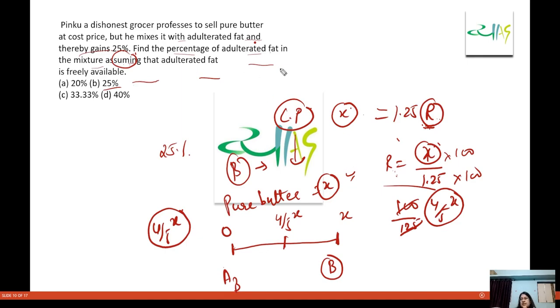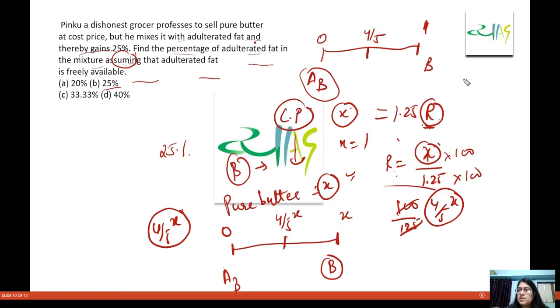Now it is asking find the percentage of adulterated fat in the mixture. Okay, percentage we have to find out. So see, this x is serving us no purpose. X we can put it as 1 also. So when we are putting this as 1, we are having this 4 by 5 here. We are having this 1 here, we are having this AB here, and we are having this B here. So this is adulterated butter. So AB, this 4 by 5, if you want, you can write this as 0.8 as well.